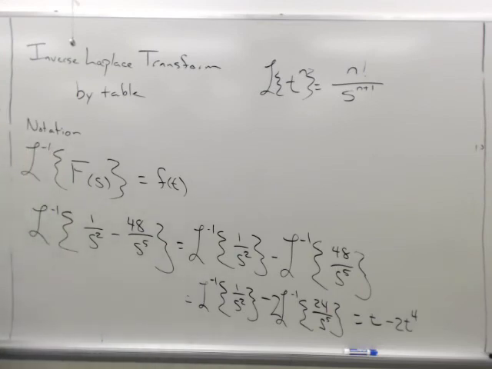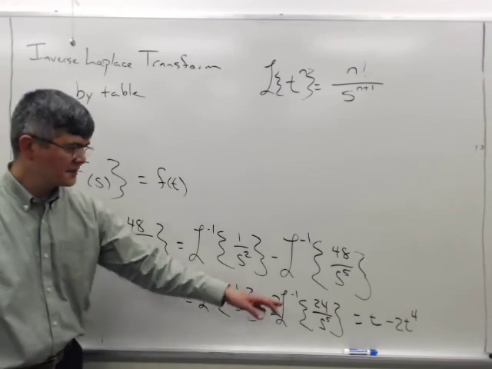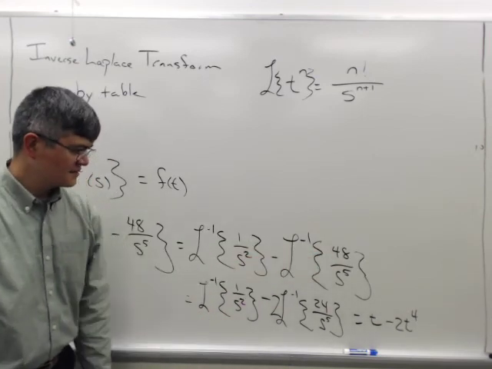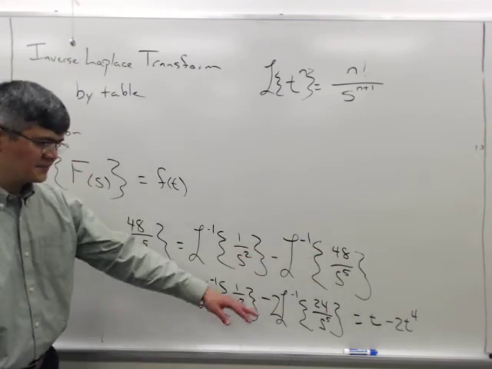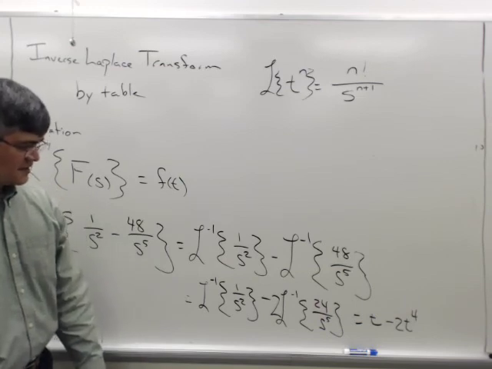Okay, and so what you're going to do when you take inverse Laplace transforms is use the table, make it match the table. How do you make it match the table? You use the linearity property to pull out constants, right? And you mess around with it until it works that way.